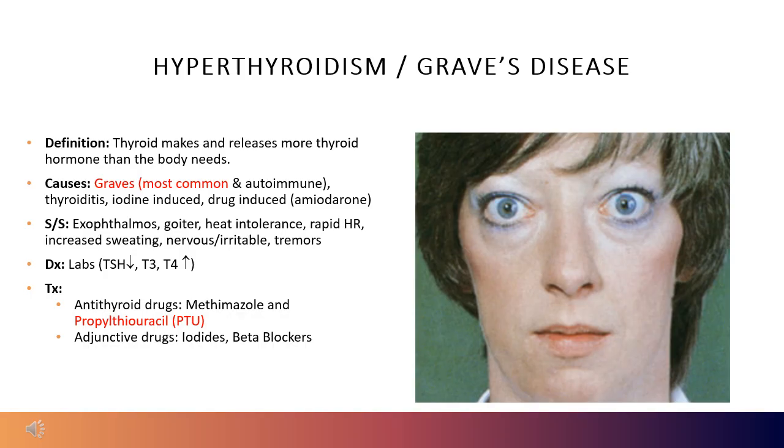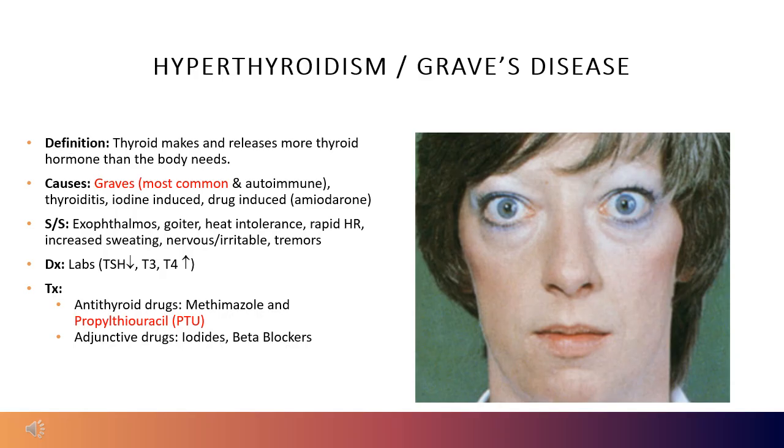Hyperthyroidism means that the thyroid is making and releasing more thyroid hormone than the body needs. So the thyroid itself is actually releasing too much T3 and T4. The most common cause for this is Graves' disease, which is an autoimmune condition, but it can also happen if your patient has thyroiditis, excess iodine, or even certain meds like amiodarone, which is a little bit scary because we give that all the time.